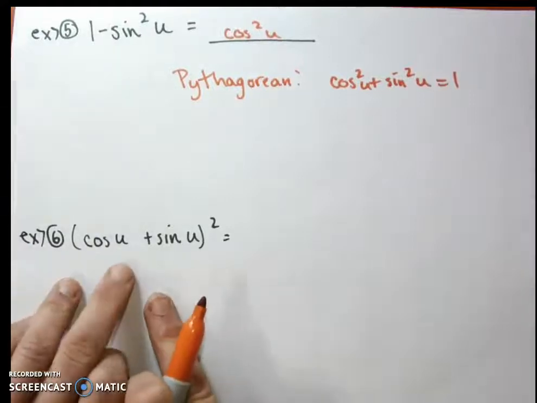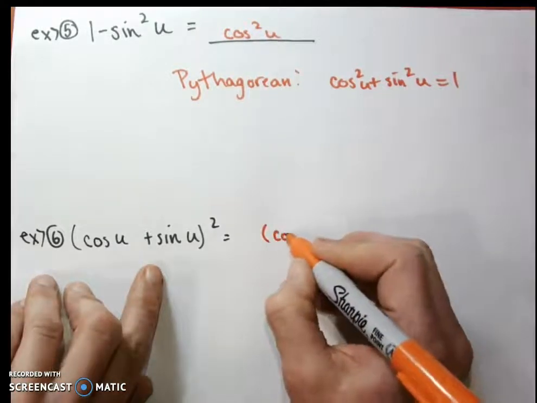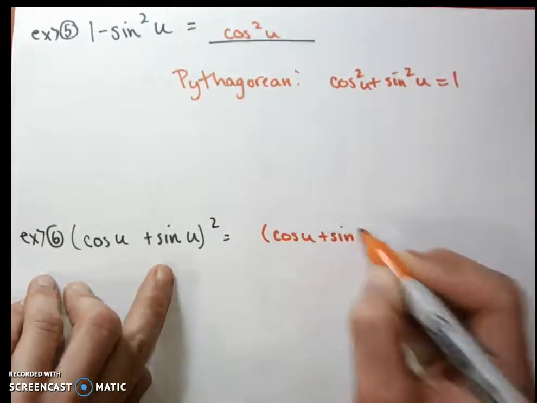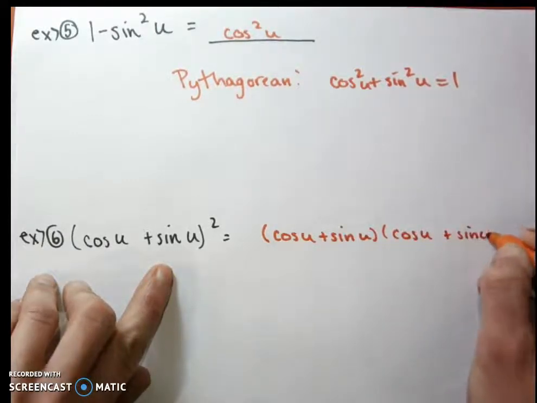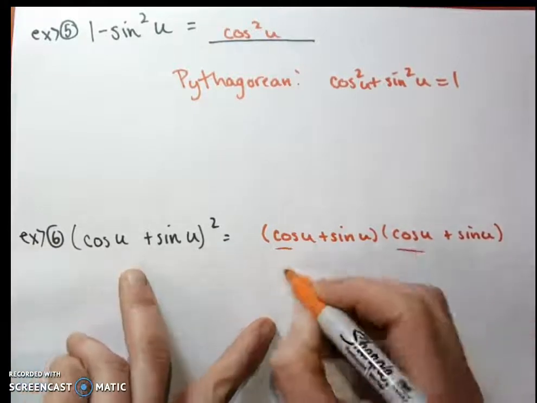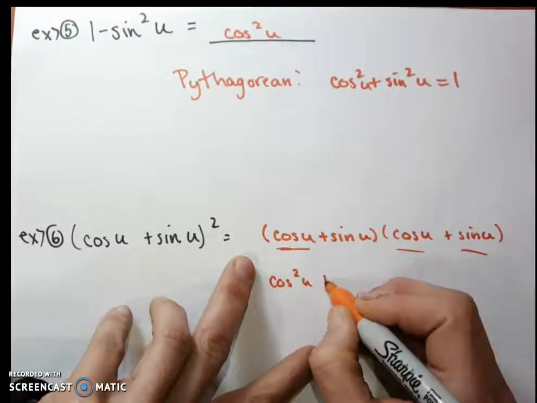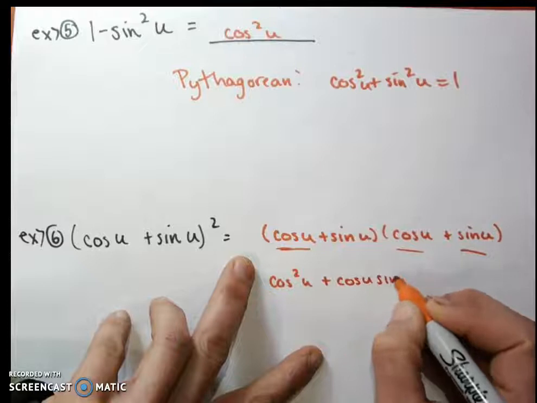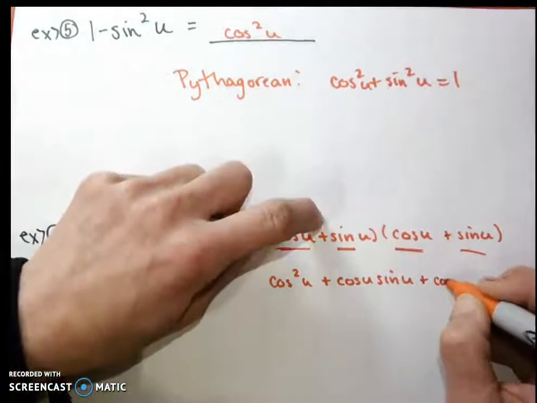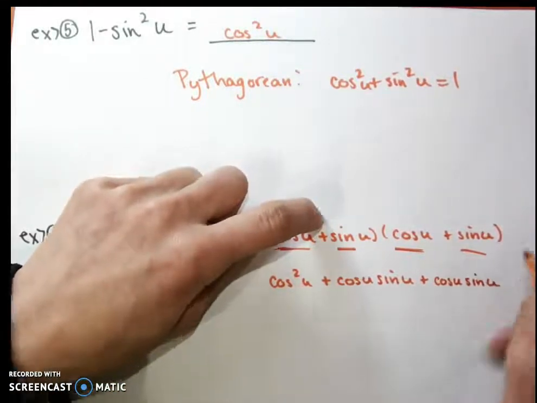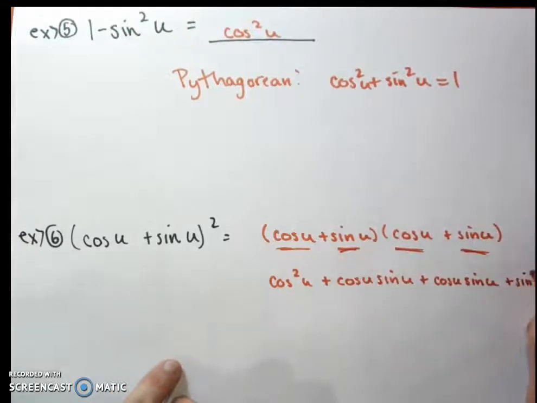And finally, I want to square this expression and simplify it. So I'm going to need to FOIL, because what I'm really doing is cosine u plus sine u times cosine u plus sine u. So I do first, gives me cosine squared u. Outer gives me cosine u times sine u. Inner gives me another cosine u times sine u. I can change the order because multiplication order doesn't matter. And last gives me sine squared u.